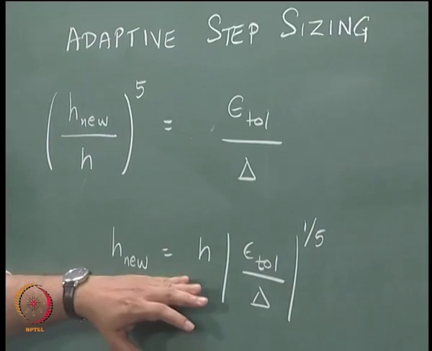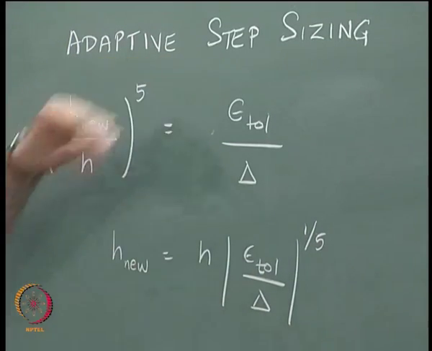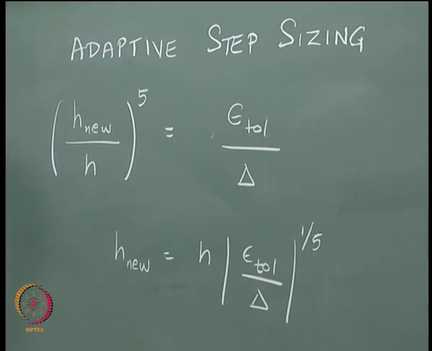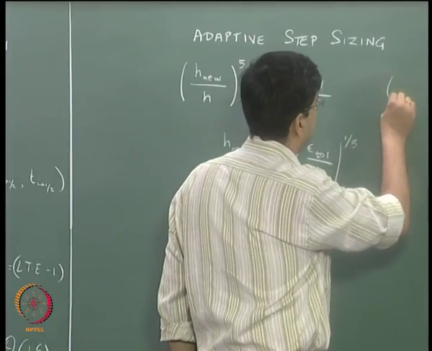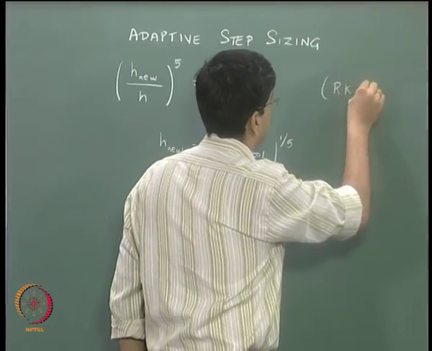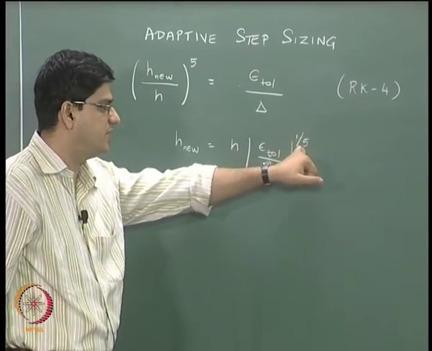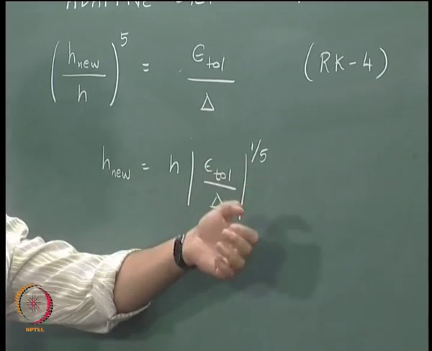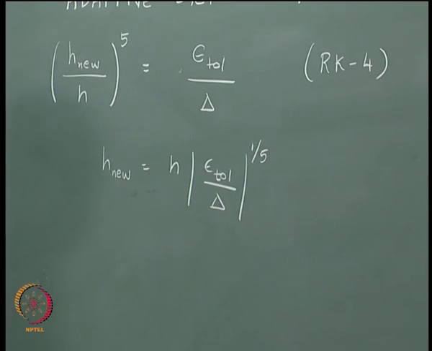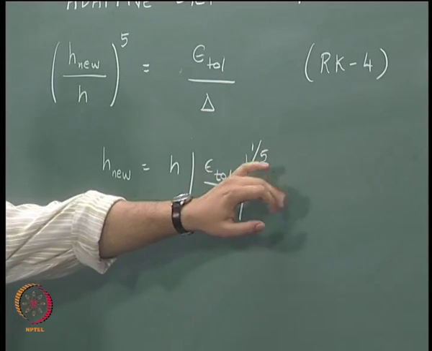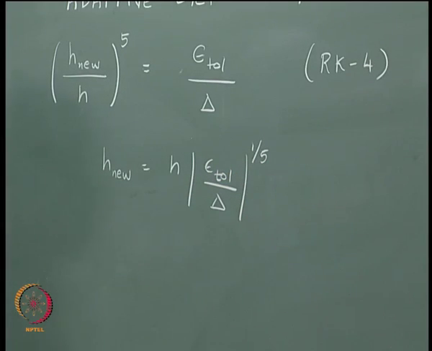So this is what we obtained when we wanted to use adaptive step sizing for the Runge-Kutta fourth order method, okay. This is valid for the RK4 method. For RK3 this is going to be 1 by 4, for RK2 it is going to be 1 by 3 and so on, okay. This particular exponent basically depends on the order of accuracy of these methods, okay. So this is essentially what we had covered in the previous lecture.